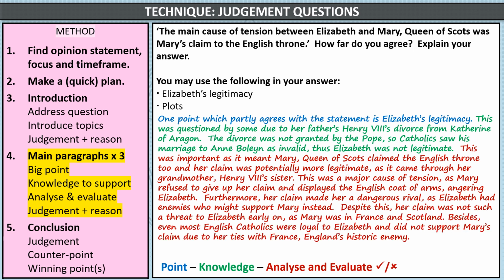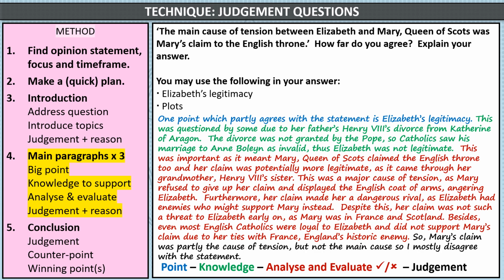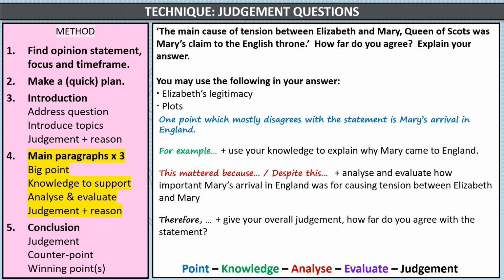And next I'm going to explain a limitation to show that perhaps this was not the main cause of tension. Starting with the phrase despite helps to create a sense of debate in this paragraph. And I end my paragraph with a judgment in this area. Now, if you would like to practice this, you could write the next paragraph on the topic of Mary's arrival in England using these sentence starters.